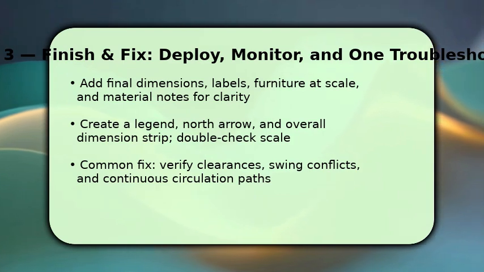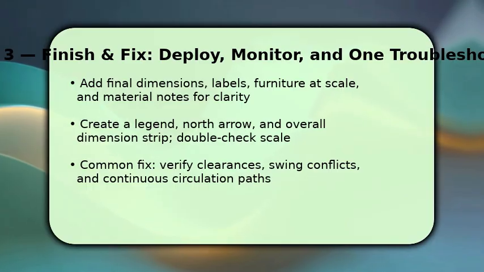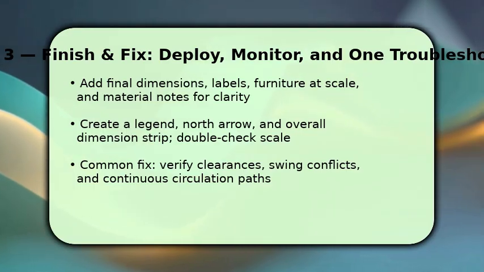Make a legend and north arrow. Include an overall dimension strip so everything ties back to the baseline. Then check clearances and door swings and confirm continuous circulation paths.